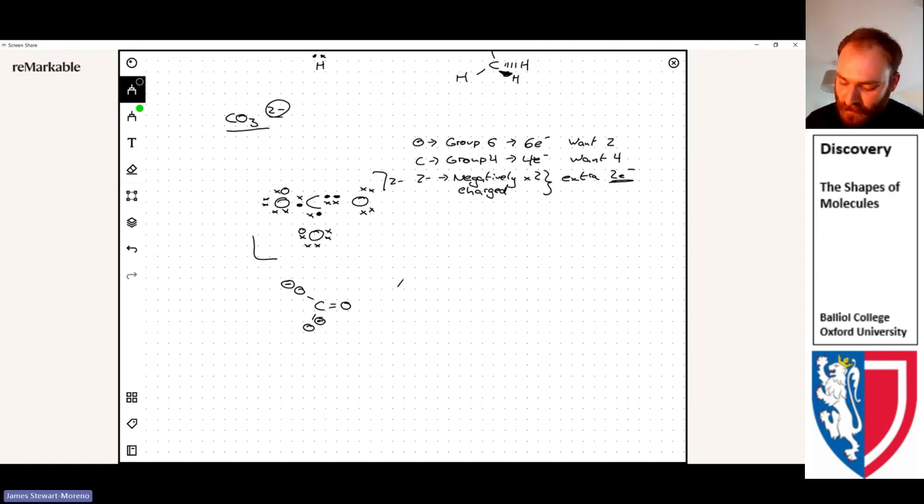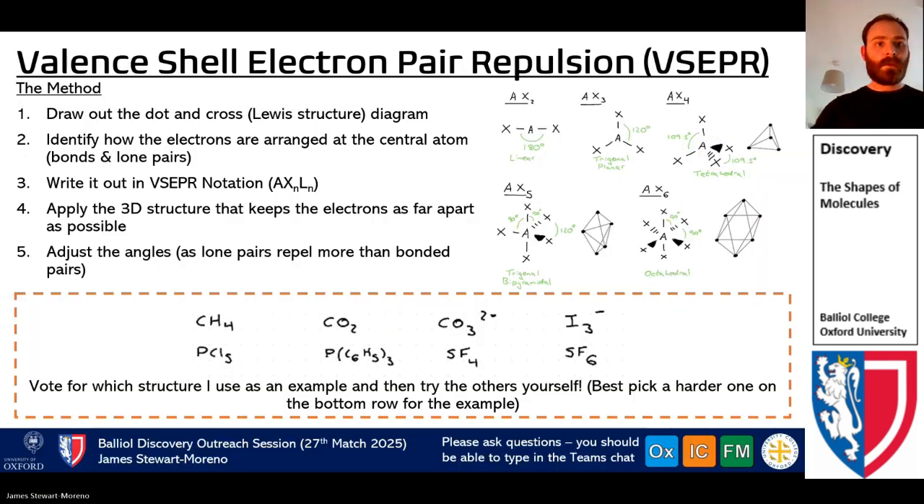So in this case, this becomes an AX3 system, okay? Because we deal with the double bond in the same way that we deal with the single bond. So we just say that it's all the same. So we get an AX3 system, which is trigonal planar. Therefore, we have 120 degrees. I hope that makes sense. This is where we were at.